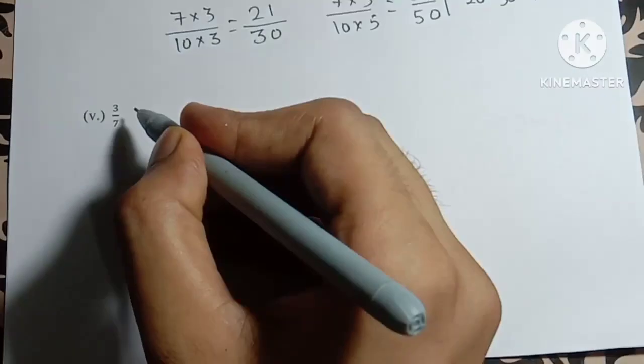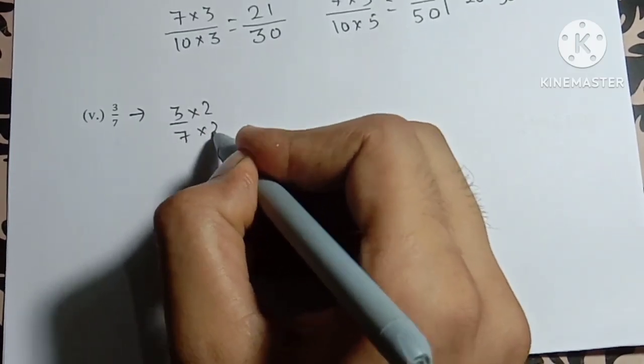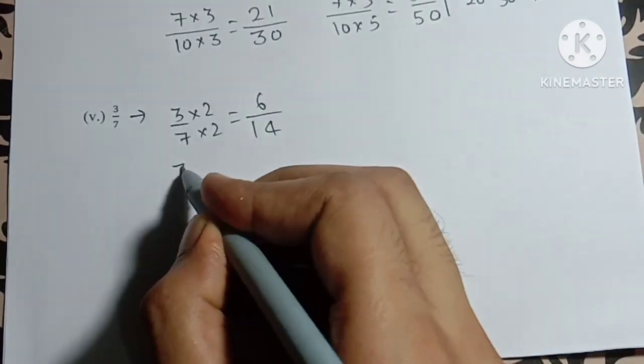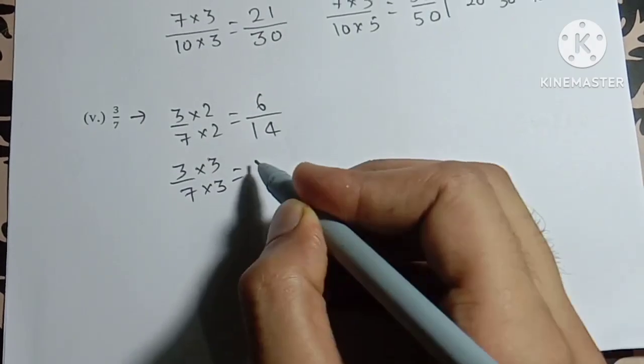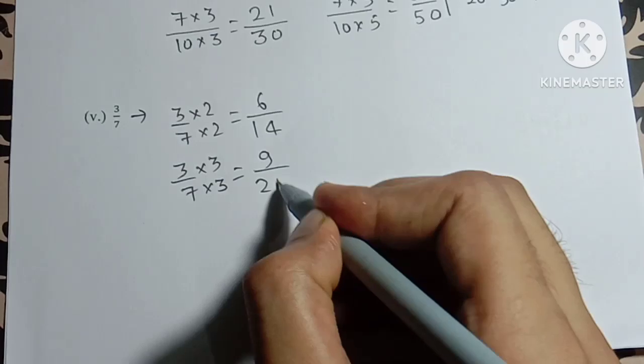The next question is 3 by 7. To get the first one, we will multiply both numerator and denominator by 2. Here we will get 6 by 14. To get the next one, we will multiply both numerator and denominator by 3. To get this, we will get 9 by 21.